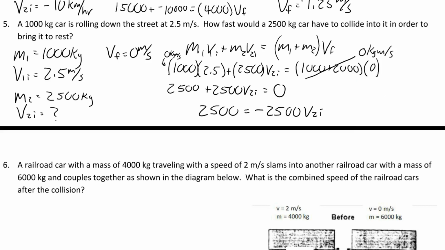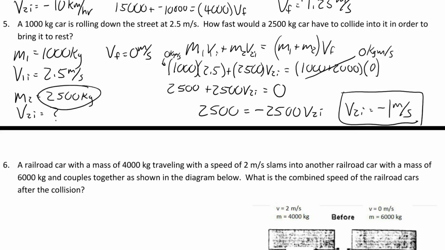So this is going to be V2I is equal to -1 meter per second. So if the first car is going at 2.5 meters per second, the second car has to go in the opposite direction, and it only needs to go at 1 meter per second because it's more massive than the other one. So in order to have the same momentum as the other one, you just have to have a smaller velocity, 1 meter per second.